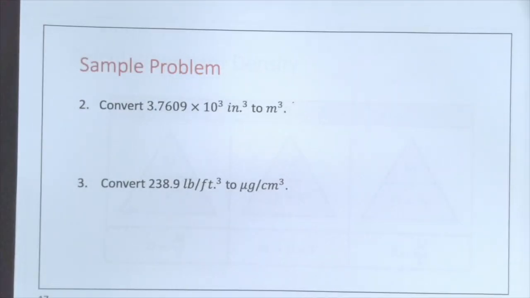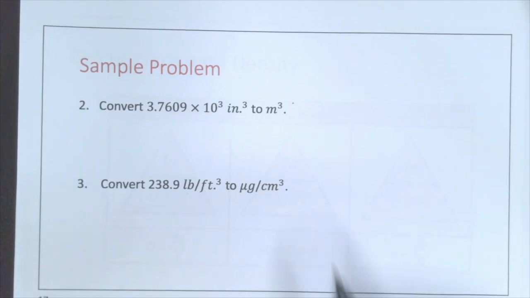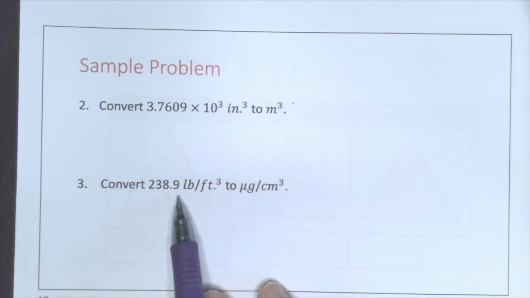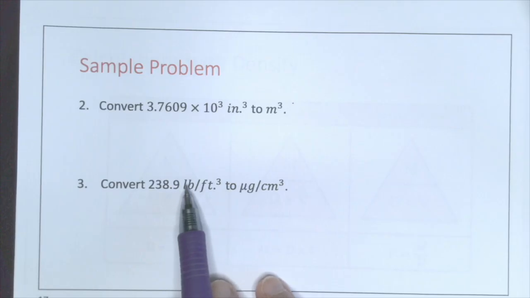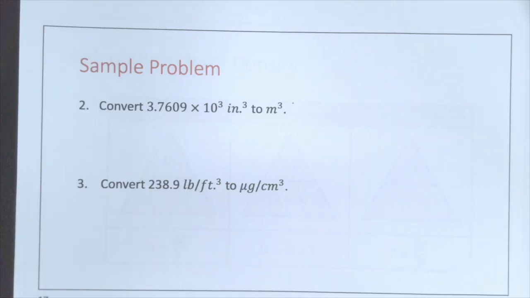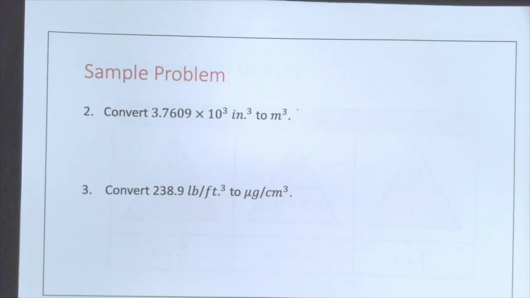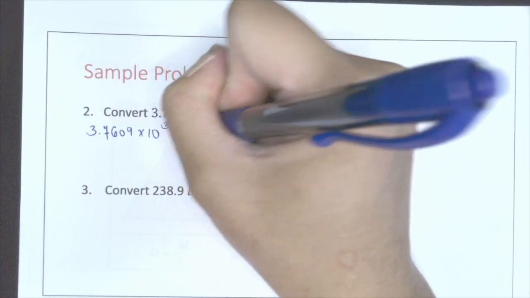For our next sample problem, we're going to be converting more complex units, wherein we are converting volumes. So we have inches cubed to meters cubed, and then we also have two dimensions, a unit in the numerator and then the denominator. We'll start with converting volumes. We have 3.7609 times 10 to the third inches cubed.